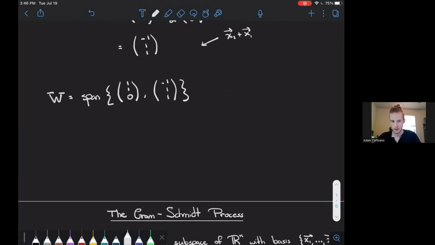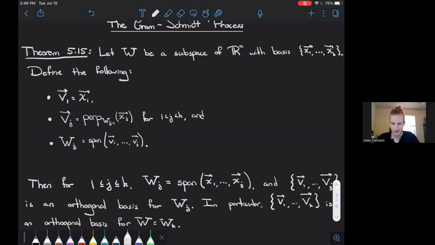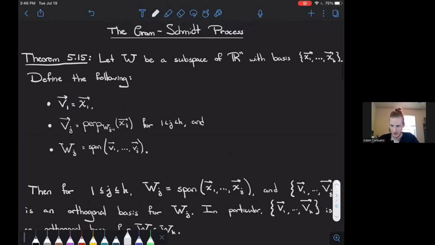However, W was a two-dimensional subspace. What if we had more dimensions? So let's do it. I will tell you what the Gram-Schmidt process is. You might not like me for this, but that's okay, we'll get through it. The Gram-Schmidt process is given as Theorem 5.15 in the book. It not only says that every subspace has an orthogonal basis, it also gives a procedure for constructing that basis, given any basis.